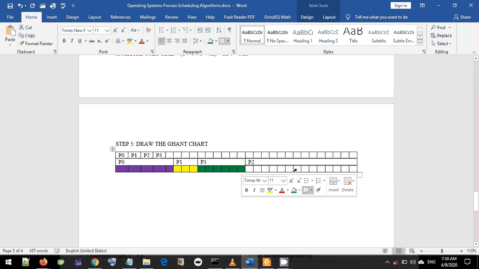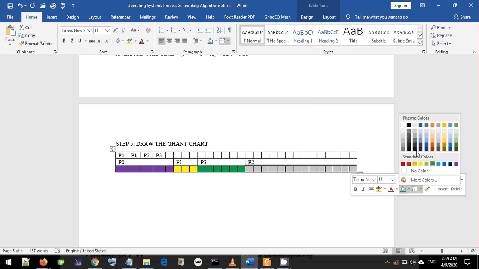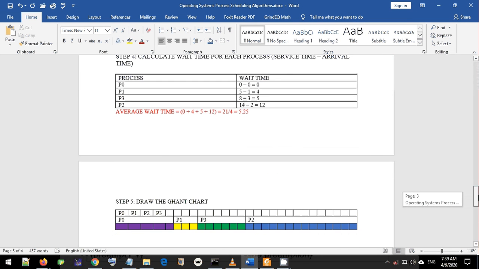Now process 2 will obviously just execute because there is no other process to compare it with. And that is the Gantt chart for shortest job first without preemption.